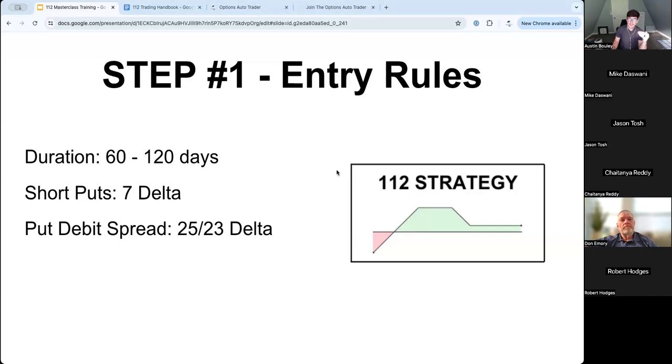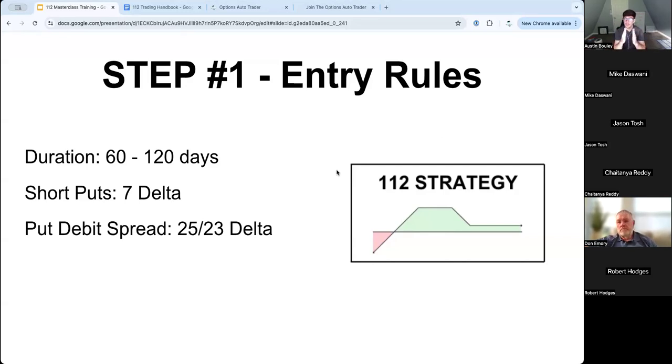And then with the put debit spread, you can change this a lot. We could have gone into a whole hour lesson on how we structure the put debit spread. But basics, 25 delta and 23 delta. You want to buy the 25 delta put and sell the 23 delta put, and this will create a put debit spread.